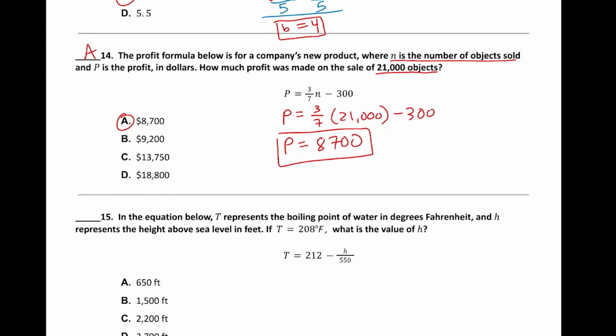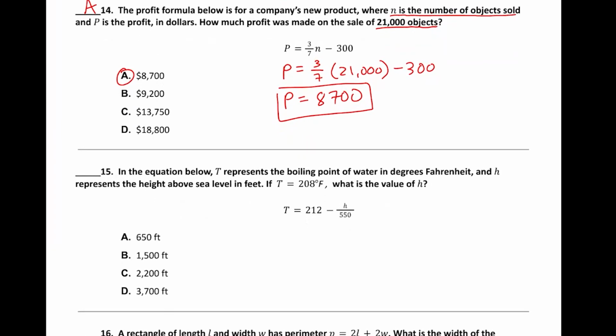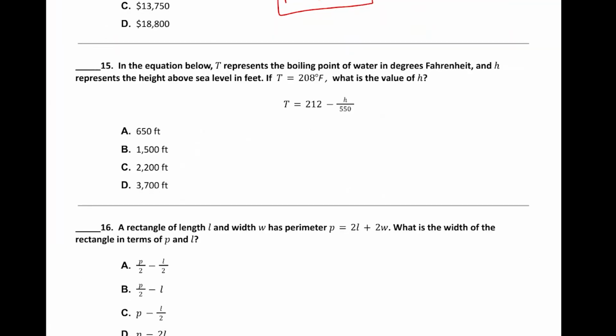Number 15 is a little bit different. It looks like it's set up very similarly, but in 15 it says the equation below, T represents the boiling point of water in degrees Fahrenheit, and H represents the height above sea level in feet. If T equals 208 degrees Fahrenheit, what's the value of H? So here we're going to substitute in the 208 for T, and we will have to solve for H.